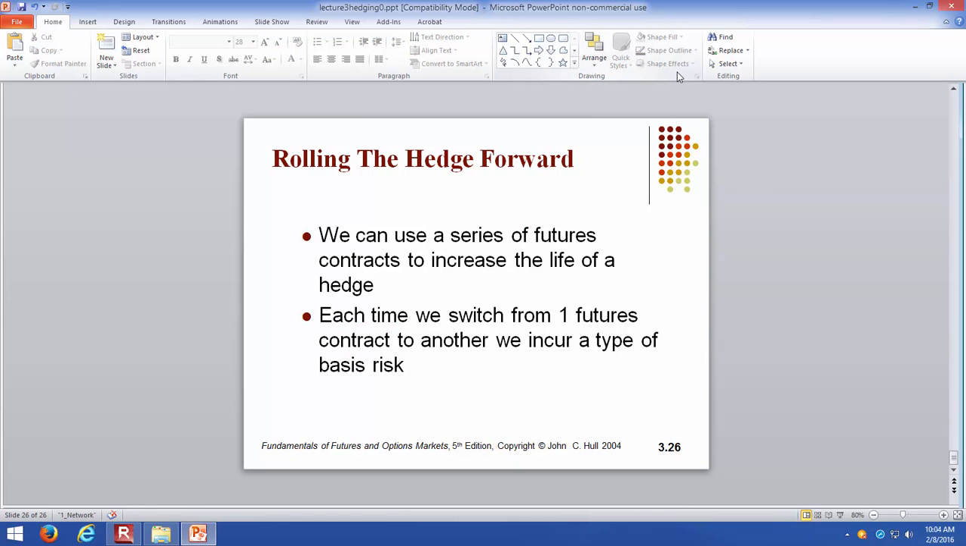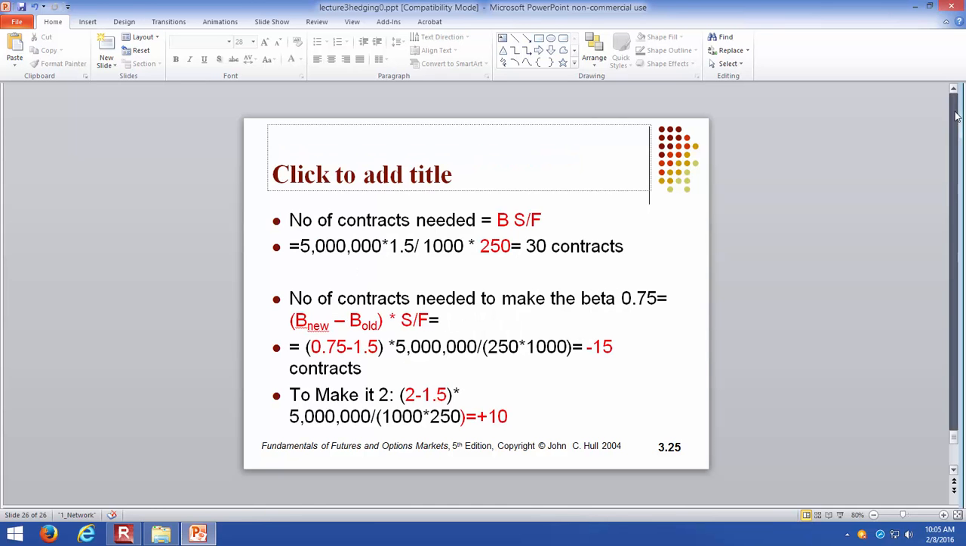Rolling the hedge forward, we can use a series of futures contracts to increase the life of a hedge. Each time we switch from one futures contract to another, we incur a type of basis risk. So suppose you want to hedge for 18 months or 2 years. Typically, the futures contracts that are liquid tend to be 1 year or less. So what that means is that we want to use a series of 1 year contracts when we have to hedge for a longer time period.